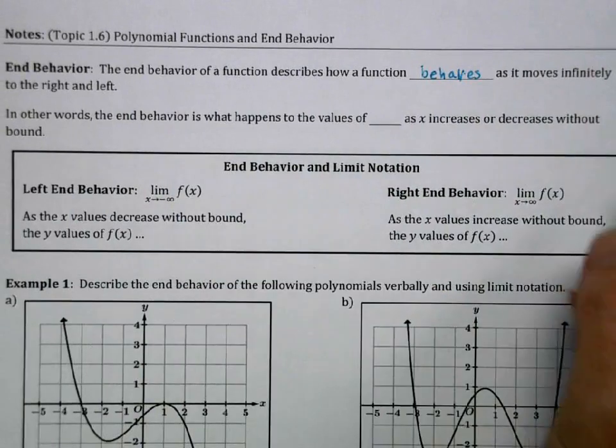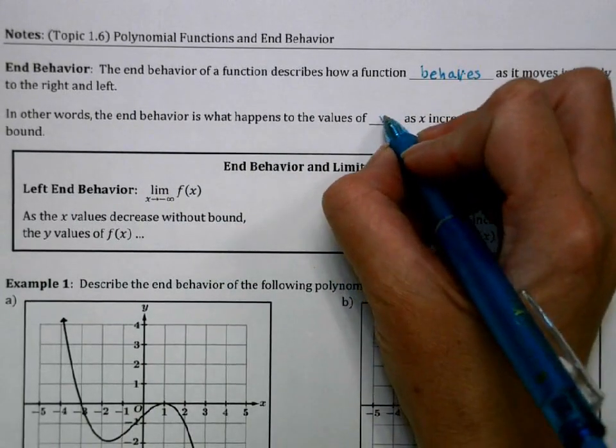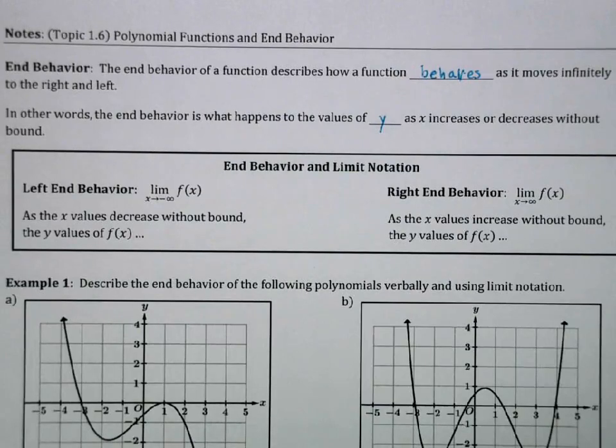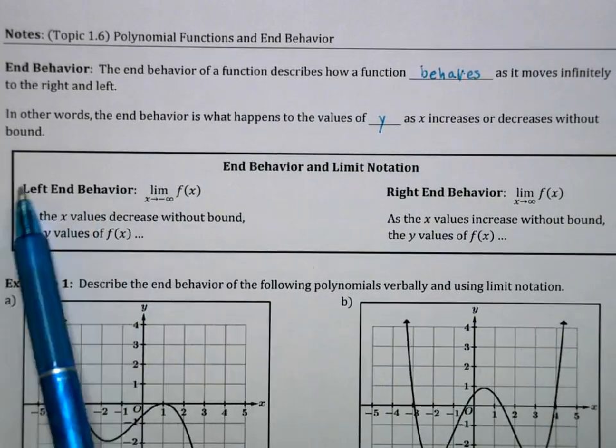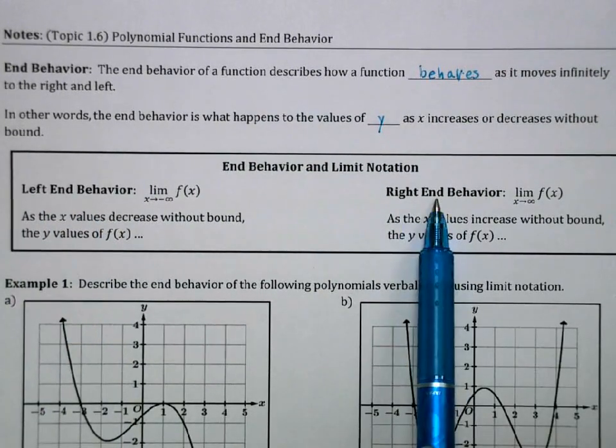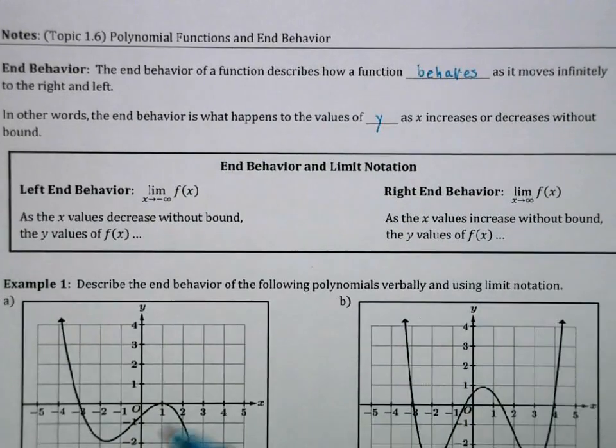So in other words, the end behavior describes what happens to the y value as x increases or decreases without bound. And what we're going to be using for this is limit notation. Left end behavior is going to be what's happening at negative infinity. Right end behavior is going to be what's happening at positive infinity.